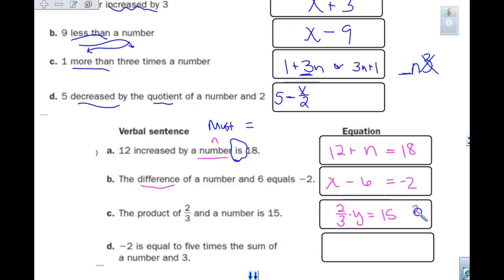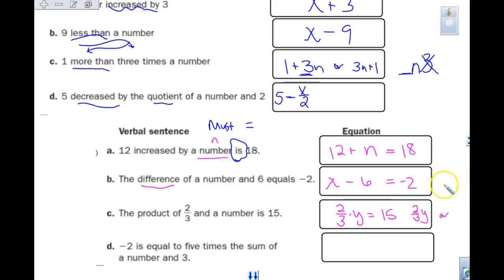So could you write 2/3 y like this? Perfect. Okay. You do not have to use that dot for multiplication. A lot of times that's nice to have, but you don't have to have it. Okay? Could you write it this way?